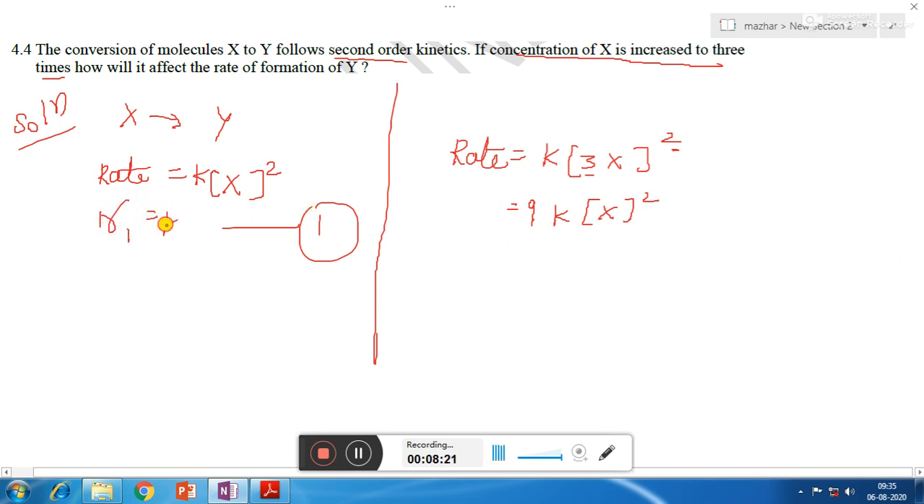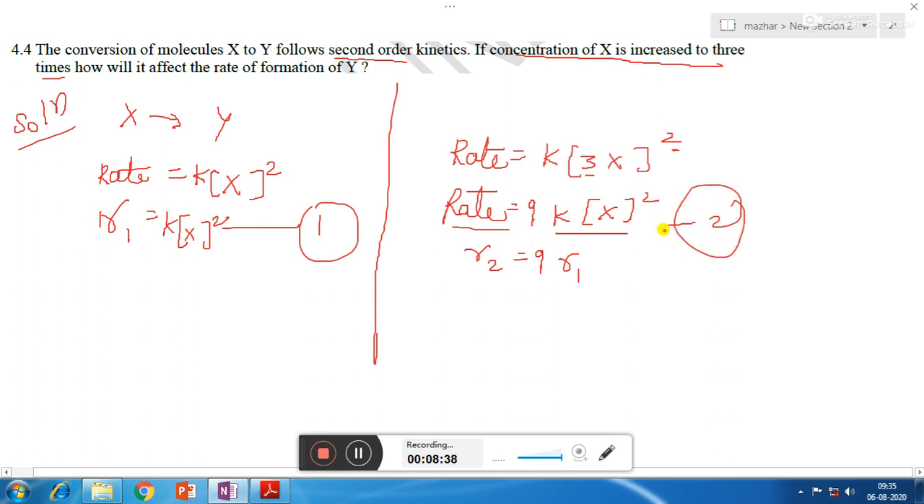So here you can see that, as compared to R1, suppose this initial rate is R1. R1 was K into X square, and here suppose this rate is R2. So R2 is equal to 9 into K into X square, and K into X square is nothing but R1. So instead of K into X square we can write R1. So the new rate of reaction will be 9 times the rate of the original reaction.